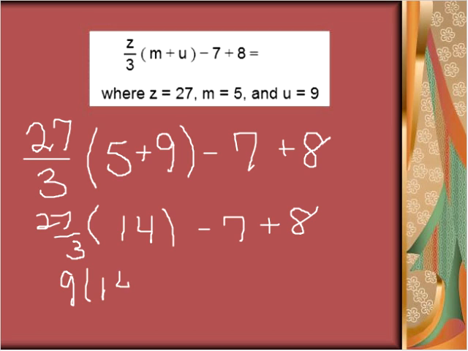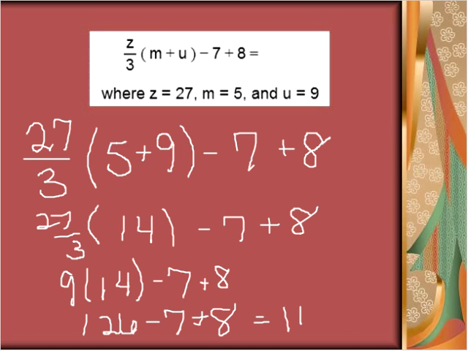I'm going to run out of room here, but that's okay. And then we have some multiplication. So 9 times 14 is 126. And then we can work left to right with our addition and subtraction. So 126 minus 7 is 119. 119 plus 8 is 127. So we should get a final answer of 127 for this last problem.